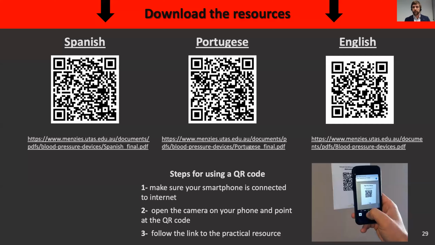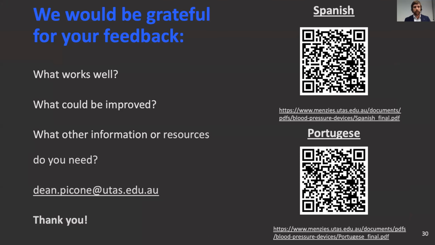And yeah, I would really appreciate as much feedback as possible on these. What works well, what could be improved, what other information or resources would be valuable to identify validated blood pressure devices, particularly in the Americas, because I'm all the way on the other side of the world, so I'm not on the ground there. So we would be really grateful to understand what works, what doesn't, how we can assist you identify validated blood pressure devices. And so with that, I'd like to say thank you very much for your attention, and I'm happy to take any questions.